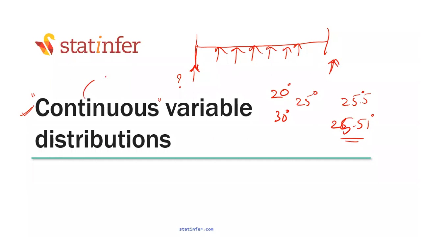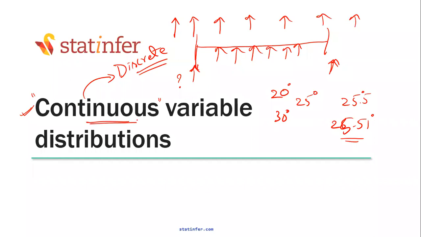The opposite to this is a discrete variable. What do you mean by a discrete variable? A discrete variable takes only discrete values. It doesn't take continuous values. So continuous variable examples are temperature, bank balance, income. These are all continuous variables. Price is a continuous variable. That's right. What is a discrete variable?